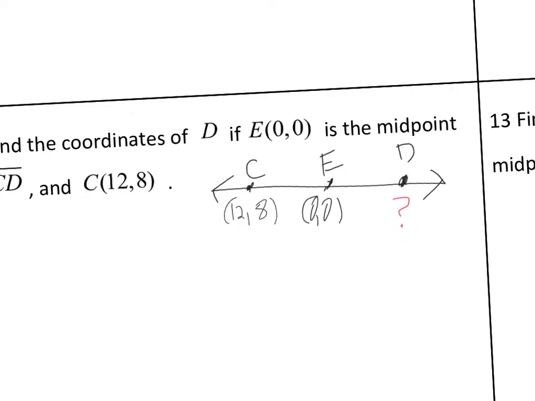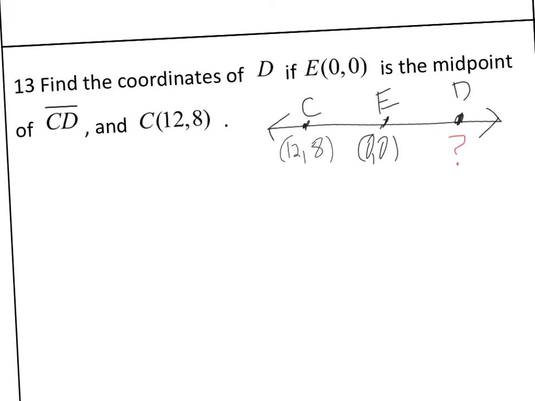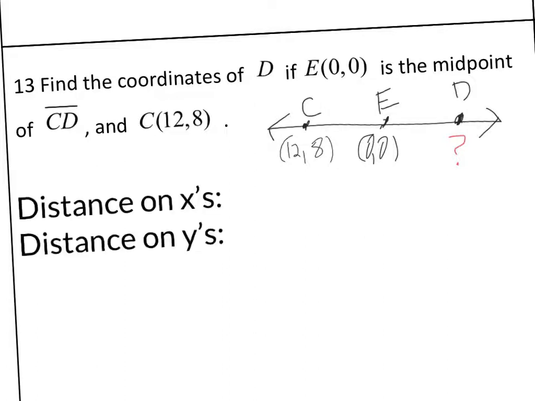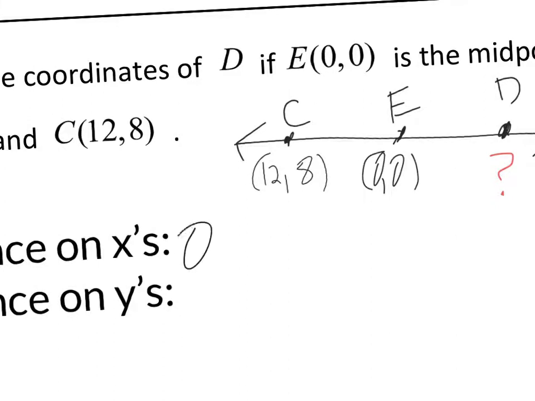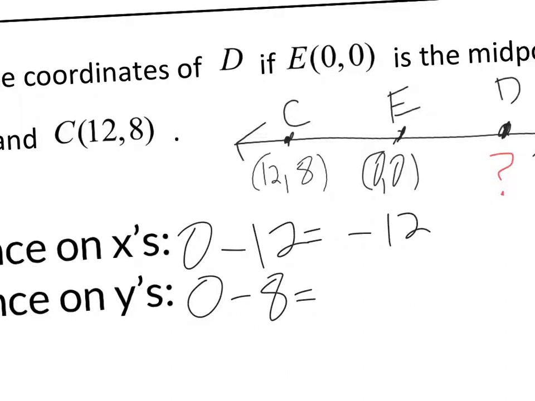So I like to approach it like I did the previous one. I like to calculate the distance my x's travel and the distance my y's travel moving from C to E. The first point was technically 12, and then the second one is 0, looking at the x values. So I'll do 0 minus 12, x2 minus x1, and then y2 minus y1, 0 minus 8. So it traveled a negative 12. In other words, it went backwards 12 units. And this one went negative 8. It went backwards 8 units.